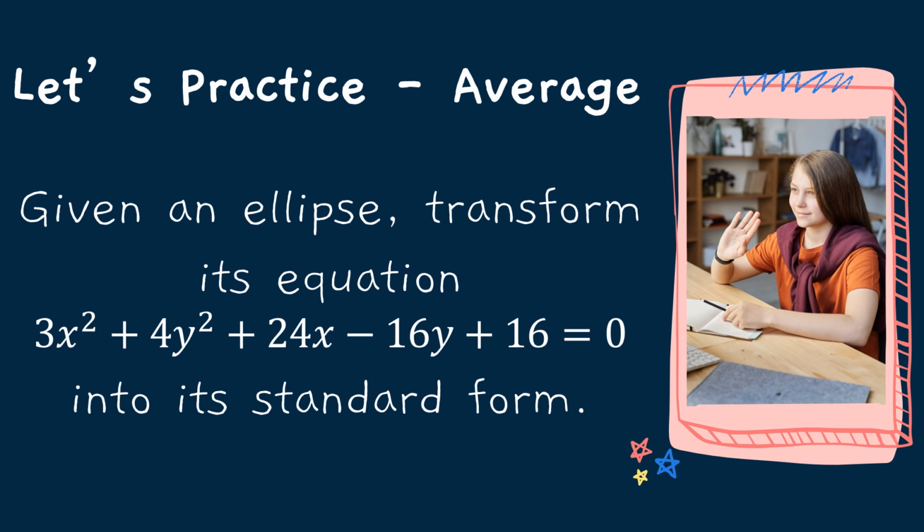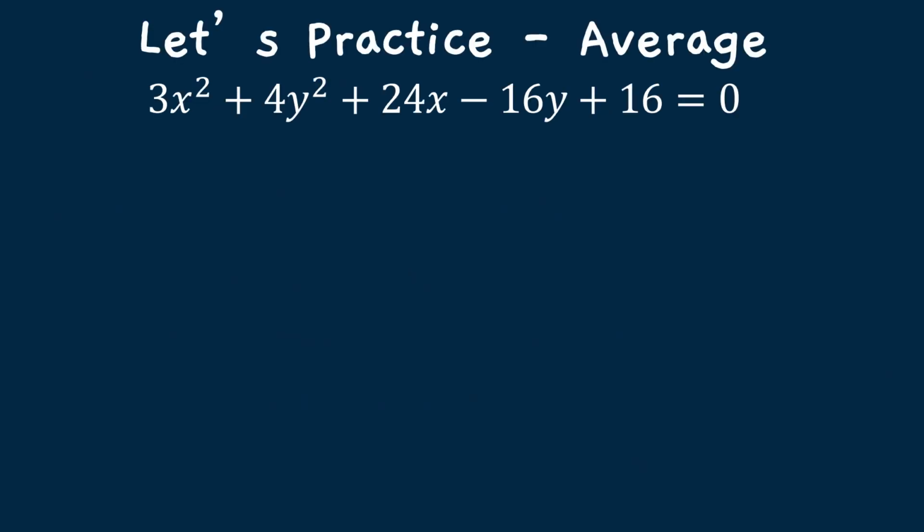Okay, for example number 2, let us have a given ellipse, transform its equation into standard format. The equation is given 3x squared plus 4y squared plus 24x minus 16y plus 16 is equal to 0. Let us now group the terms with the same variable. So we will have 3x squared plus 24x, plus 4y squared minus 16y is equal to negative 16. So I already moved the constant to the right side.